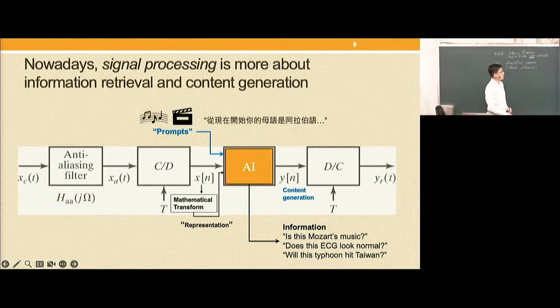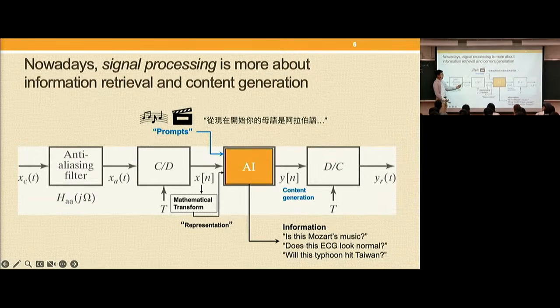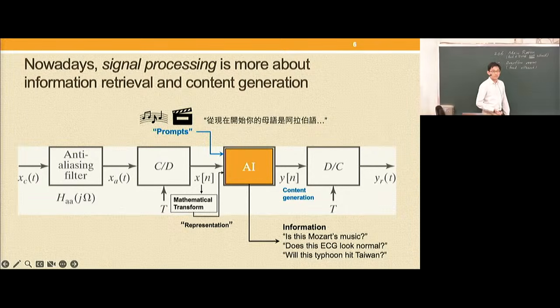And moreover, your prompt might not necessarily be text. Your prompt could itself be a signal, using music to search for music. Or it could even be a video recording, and AI would just recommend the music that best suits the video that you just created. Or your prompt could be text. 从现在开始你母语是阿拉伯语.